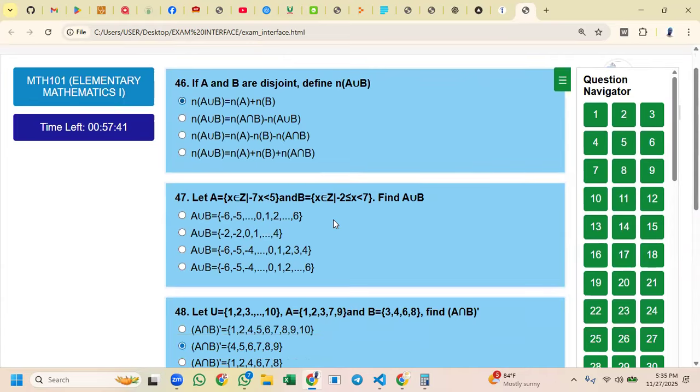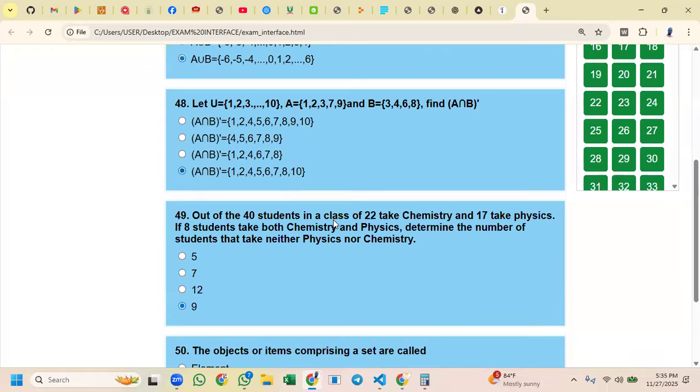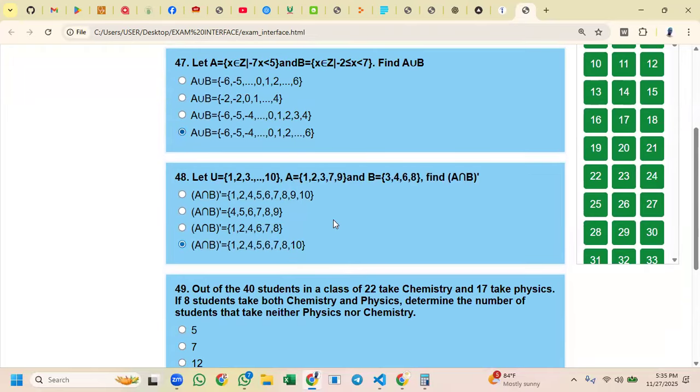Let A equals blah blah blah. Find A union B. They are using the set builder form to give you the set. So you are now to find them in the tabular form first, then do their union together. But from the look of things, I think option D is close. I have not done the calculation. Okay, sorry, this is one that will choose option B.